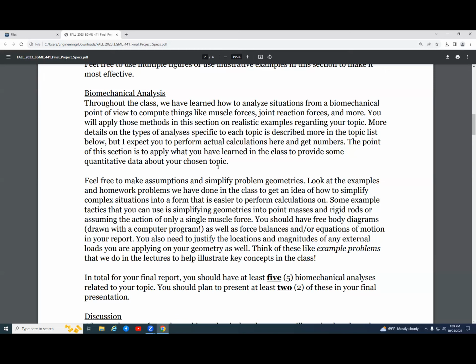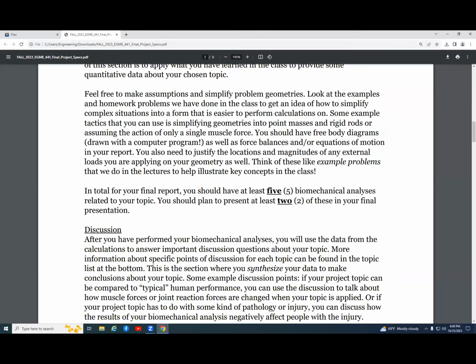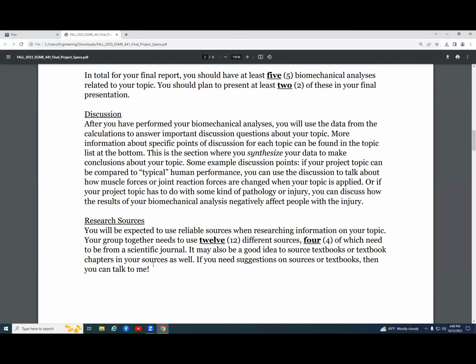For your final report, you should have at least 5 biomechanical analyses. So I'm expecting basically 5 separate problems in your final report. You're not going to have to present all of them in the final presentation, because we are time limited. You should expect to present at least 2 in your presentation. So 5 total, but you only need to present 2. You're welcome to present more, but you're also going to be limited in terms of time.